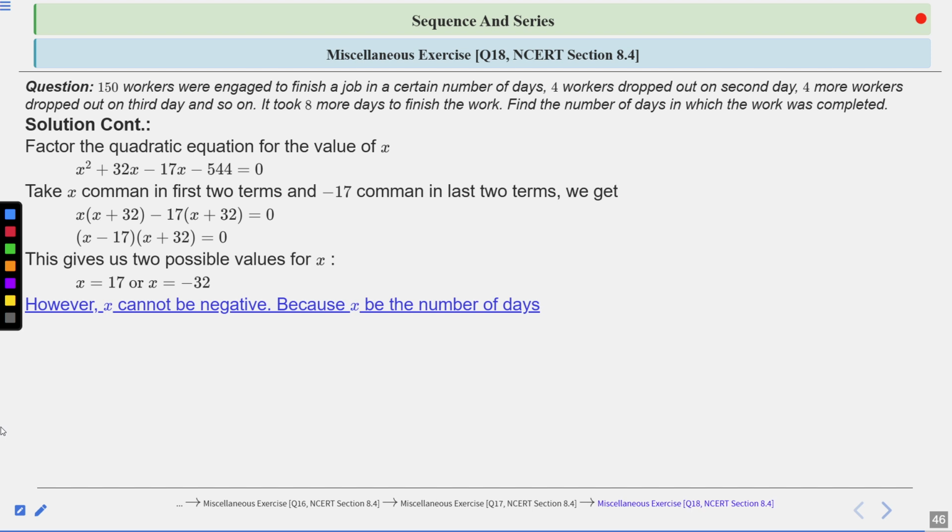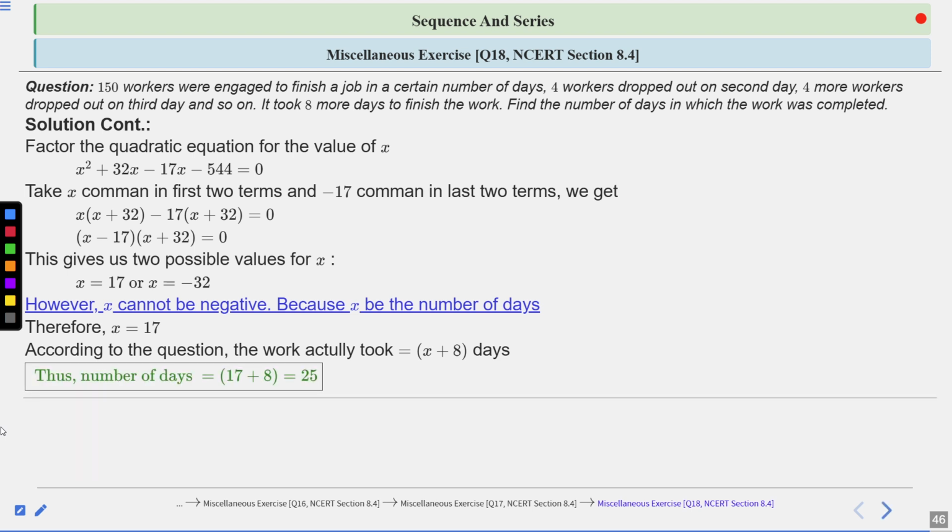However, x cannot be negative because x is the number of days. Number of days cannot be negative. Therefore, x is equal to 17, right? According to the question, the work actually took x plus 8 days. Thus, the number of days is 17 plus 8, which is equal to 25. So the final answer of this question is 25.